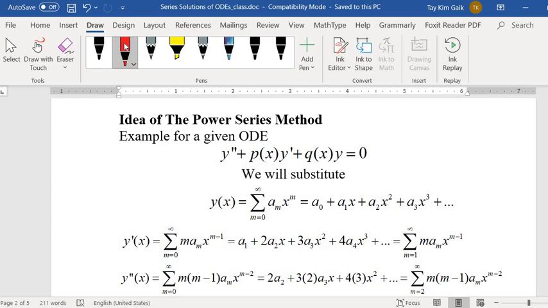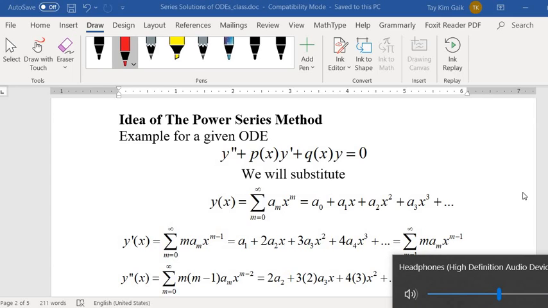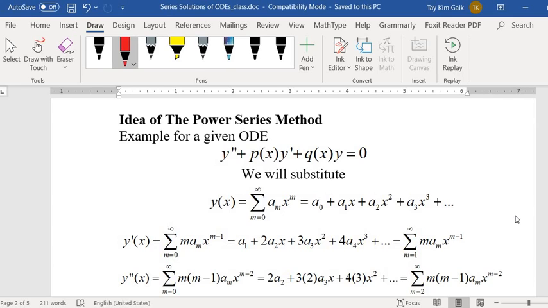the sum of a_m x^m, where m goes from 0 up to infinity, or in the expansion form, we have a naught plus a1 x plus a2 x squared plus a3 x cubed, up to infinity terms. Then we will use the expansion form, which will be easy. We will plug in y as a power series of a naught plus a1 x plus a2 x squared plus a3 x cubed. Then you have the y prime.